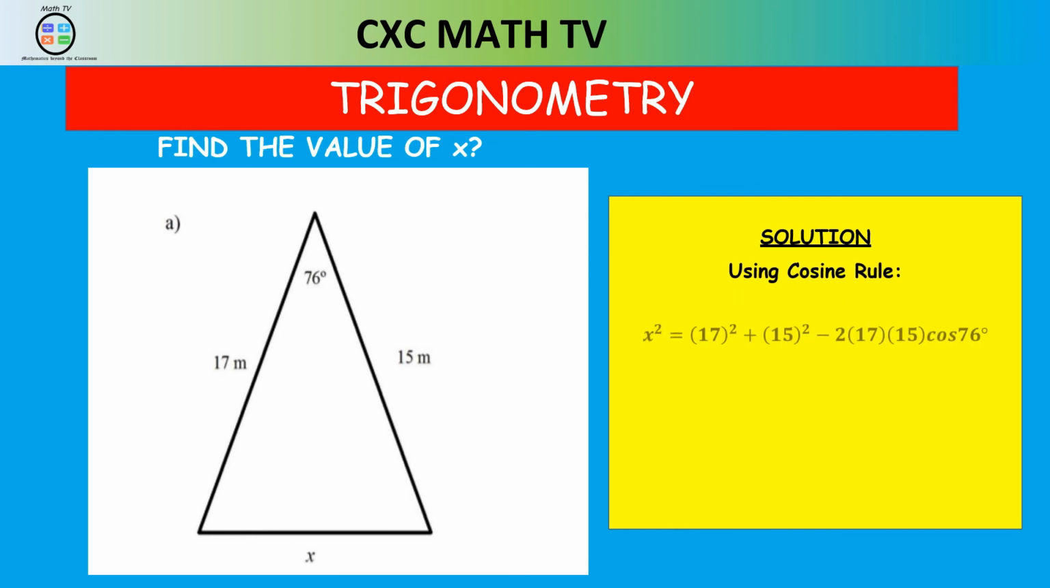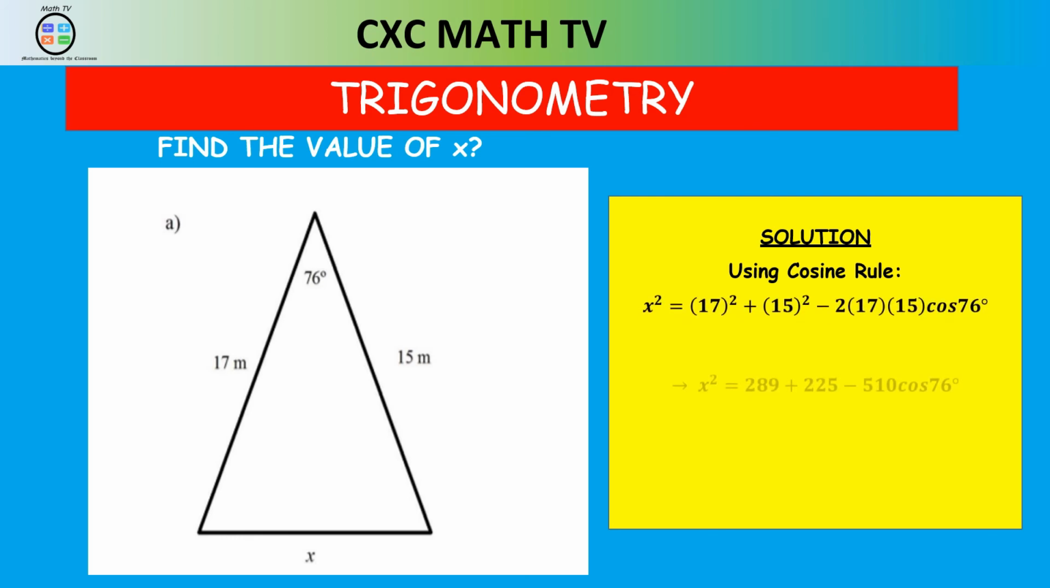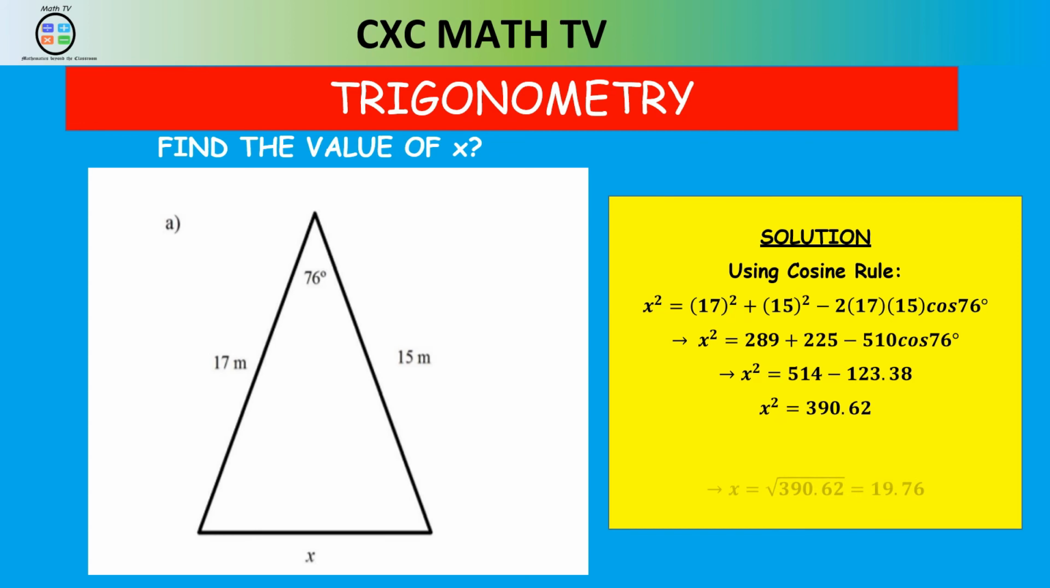So when we simplify, we're going to get x squared is 514 minus 123.38. That's when we put that in our calculator. And so now x squared is just 390.62. So to find x, we square root both sides. And when we square root both sides, we get x is the square root of 390.62, which is 19.76. So x is 19.76 centimeters. Nice.